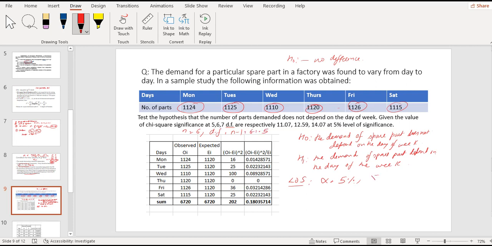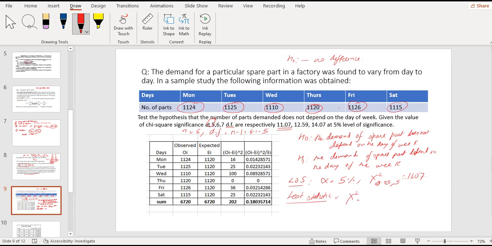So what is the value of chi-square at 5 degrees of freedom and 5% level of significance, 0.05? At 5 degrees of freedom, its value is already given as 11.07. So we want to check whether the calculated value of the test statistic is greater than or smaller than this one. Okay, so the next step is we need to apply the test statistic. So what is the formula of the test statistic?